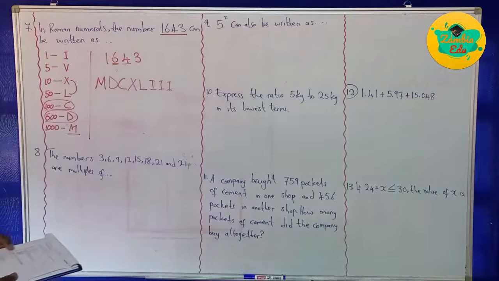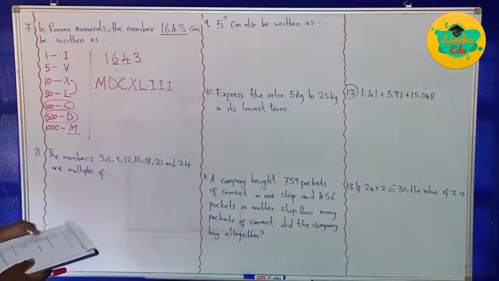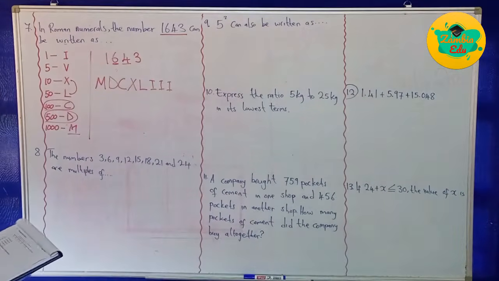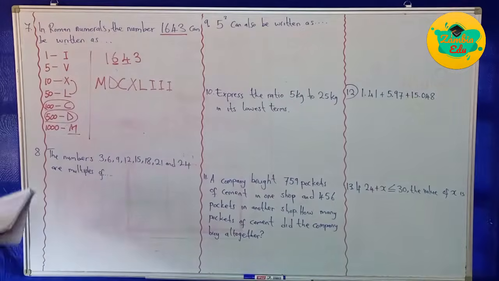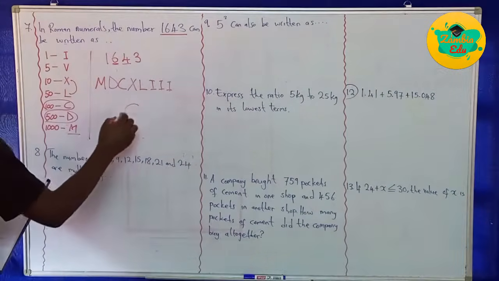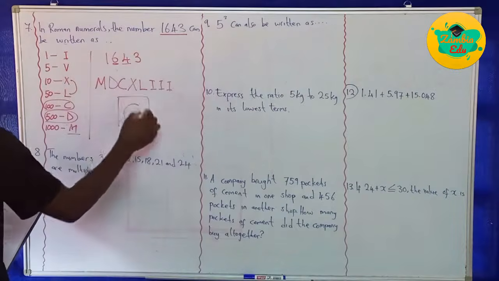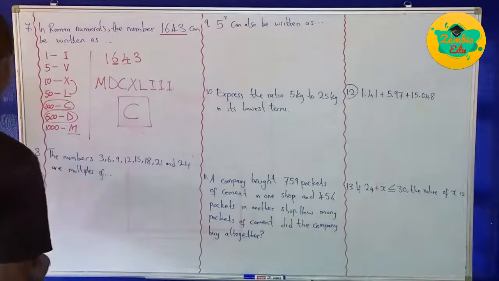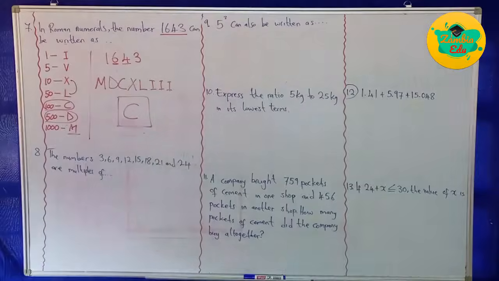So when we go to our answers there, we see that the answer which we have found is represented by option C. So our answer for number 7 was C. We go to number 8.